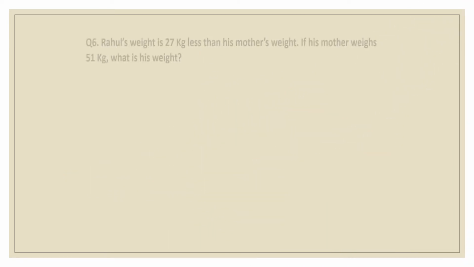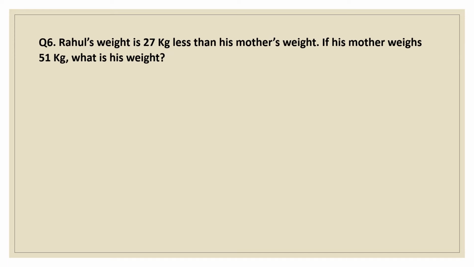Now children, see the question number 6. Rahul's weight is 27 kilograms less than his mother's weight. If his mother's weight is 51 kg, what is his weight? Now children, mother's weight is given to you, that is 51 kg, and Rahul's weight is not given, that you have to find out. As it is said that 27 kg less than his mother, his weight is less than his mother's weight, but that is given as 27 kg. So you have to find the weight of Rahul.